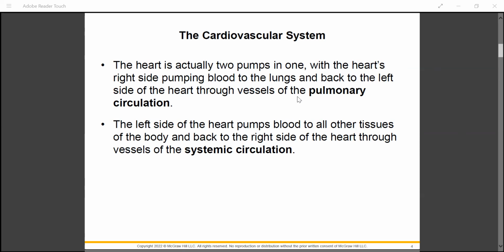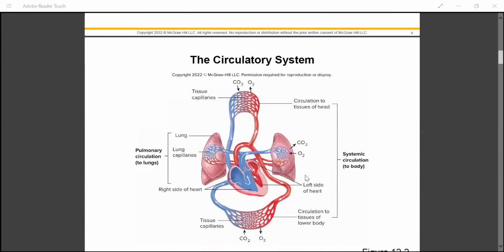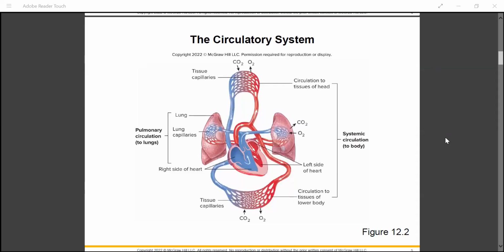Our left ventricle is going to pump blood out to the body. That's going to go all the way to all our different tissues. Our tissues are going to take those nutrients, drop off their wastes and more fluid, and that's going to head back to the right side, or right atrium, via our veins, and that's our systemic circulation. So this shows an overview of that.